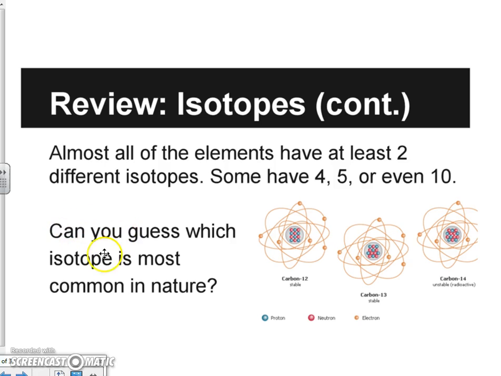So can you guess which isotope is most common in nature? So we're looking at carbon 12, carbon 13, and carbon 14. Well, I know this one's not because it's unstable. So here I have a little toss-up, but if I go and look at my periodic table, the average atomic mass for carbon is 12.01. Well, 12.01 would be closer to this guy. So this one is the most common, and that's from my periodic table, that number down at the bottom, that average atomic mass.